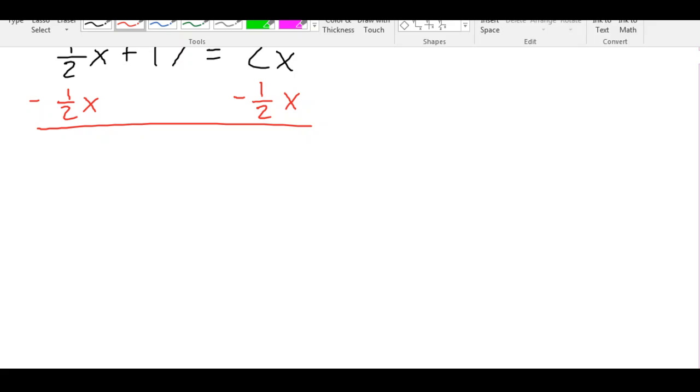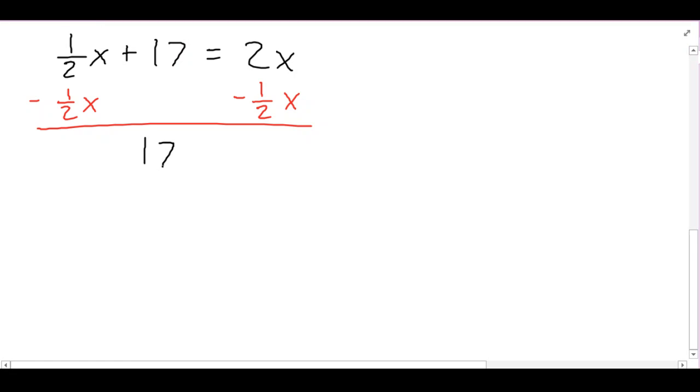The 1/2 x cancels each other out. You're left with just 17. And on the right side, you're left with 2x minus a 1/2 an x. I'm just going to let you know that this should come out to about 3 over 2x. But let me show you how I get that, right? 2x is, well, we're going to just be dealing with the coefficient there, which is 2, and it's subtracting from 1/2. When you're subtracting a whole number from a fraction, it's best to have a common denominator.